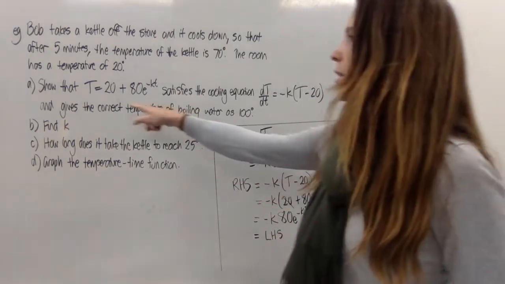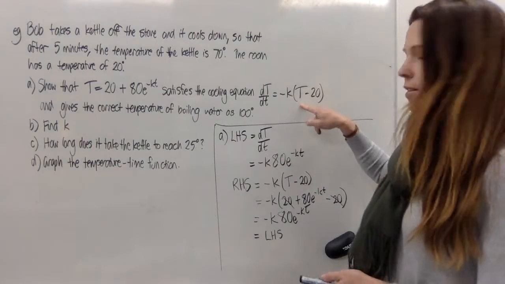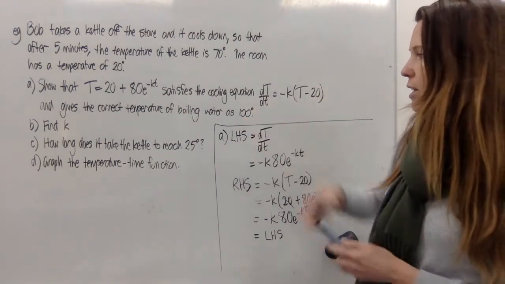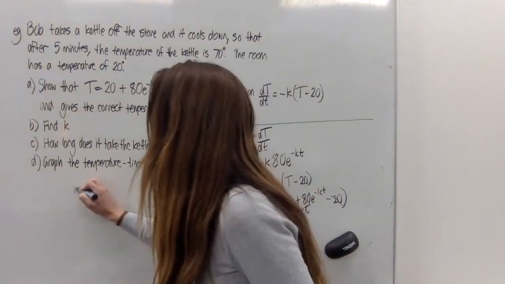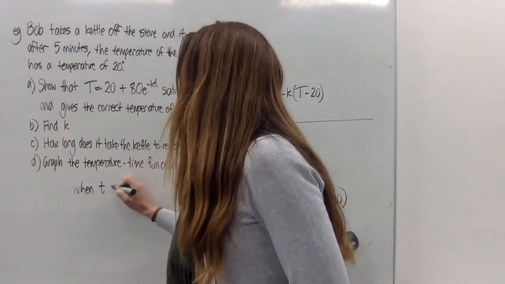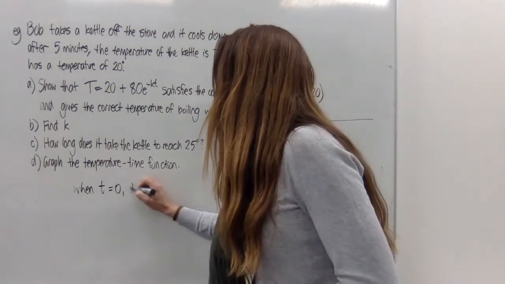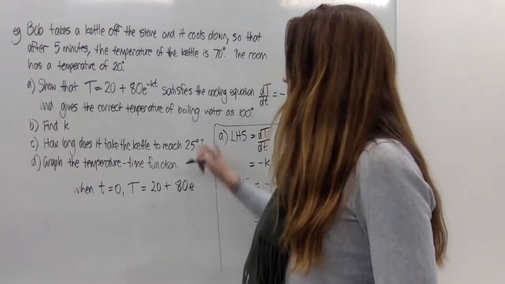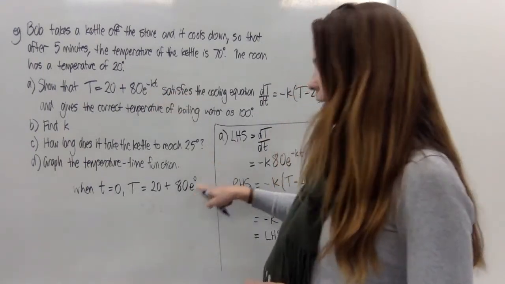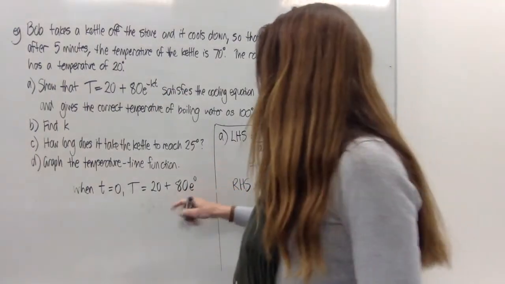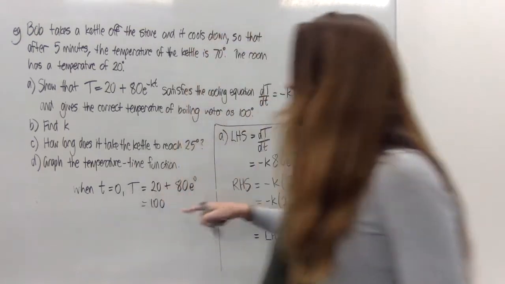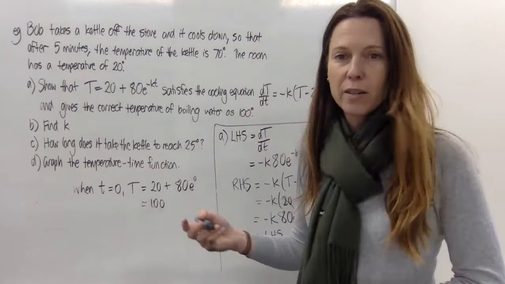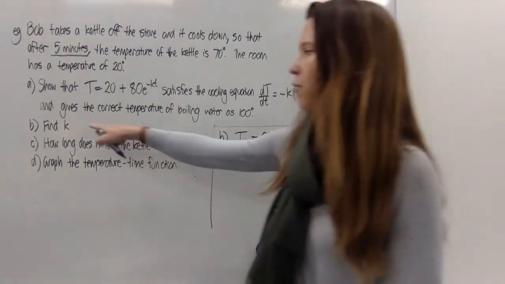So we've shown that our T satisfies this differential equation, but now we need to prove that it gives the correct temperature of the boiling water. So I would set that out by just saying when little t equals 0, big T is equal to 20 plus 80 e to the 0, and e to the power of 0 is just 1, and 20 plus 80 equals 100. So that way we've shown that initially the kettle was 100 degrees. Now for part B, we need to find k.